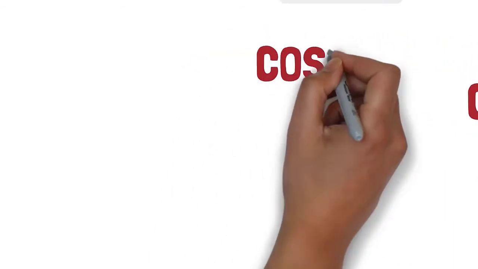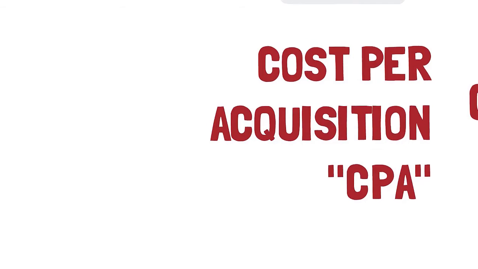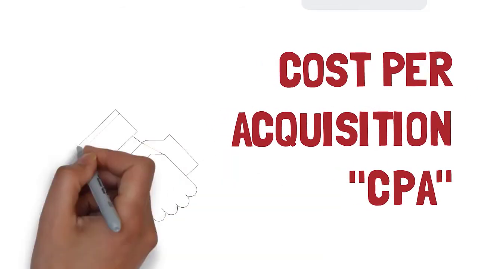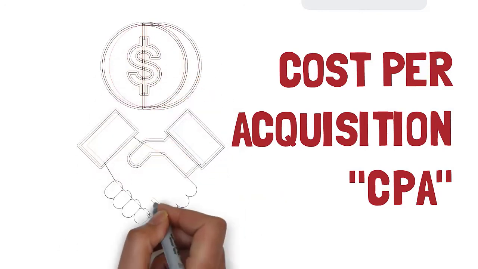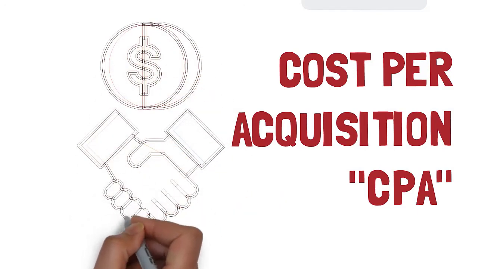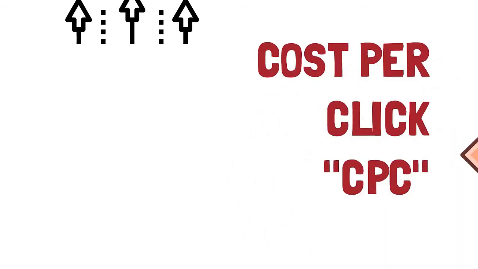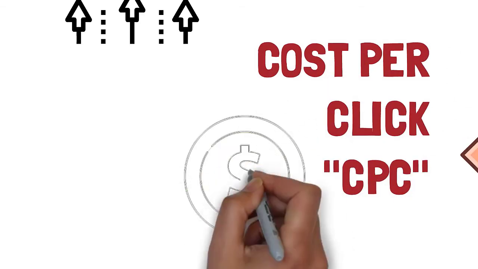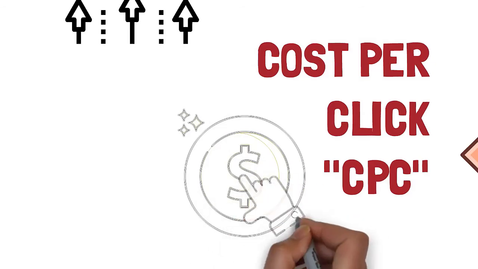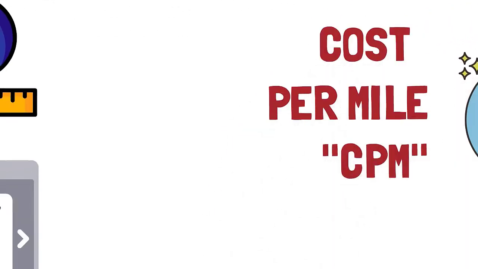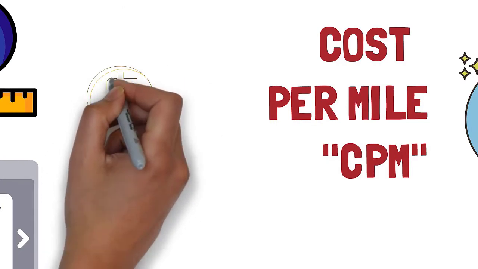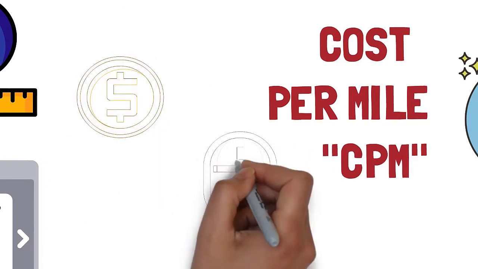Cost per acquisition or CPA refers to the cost of acquiring a new customer. Keep in mind that you, as the advertiser, will only pay when the desired action is achieved. You will choose what action that is. Cost per click or the CPC, it is when a visitor clicks your ad and you will need to pay a certain amount. Cost per mil or CPM refers to the cost that you, as the advertiser, will settle for every 1,000 impressions of an ad.